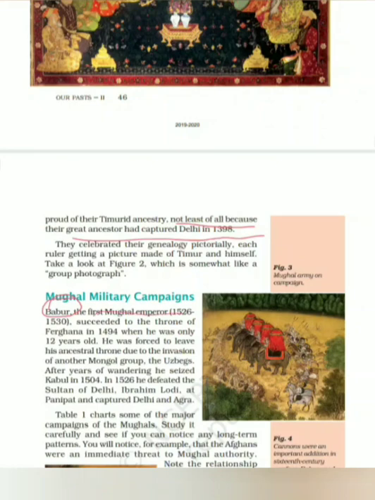He was the first Mughal emperor, from 1526 to 1530. He succeeded to the throne of Fargana, but was forced to leave his ancestral throne by the Uzbeks. After years of wandering, he seized Kabul, and in 1526 he defeated the Sultan of Delhi, Ibrahim Lodi, at Panipat. So the first Battle of Panipat was Babur and Ibrahim Lodi in 1526. And Babur decided to stay in India. The ratio of the armies was 1:8.